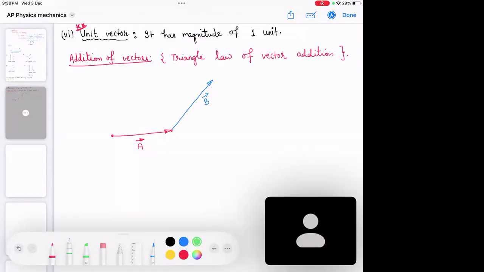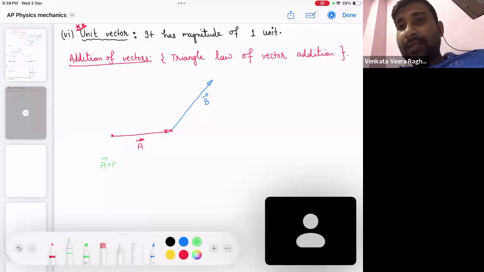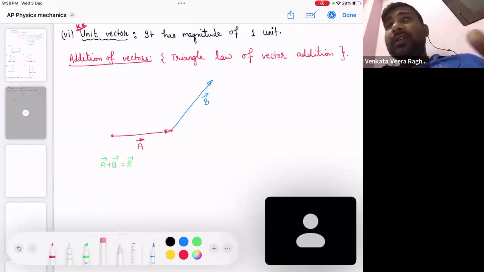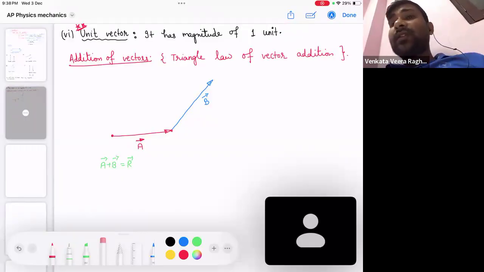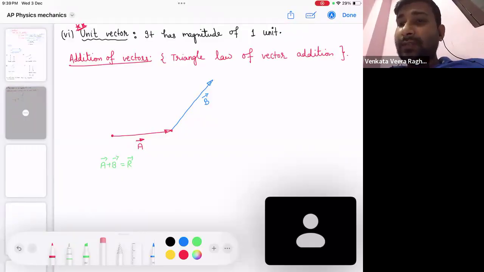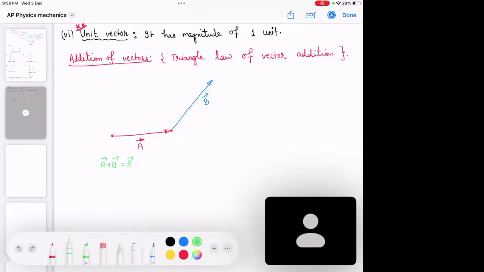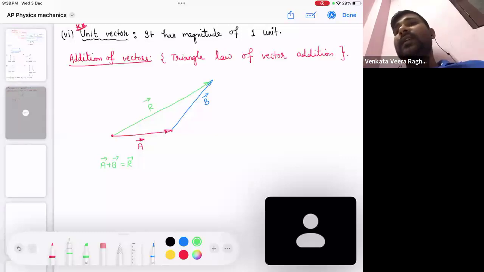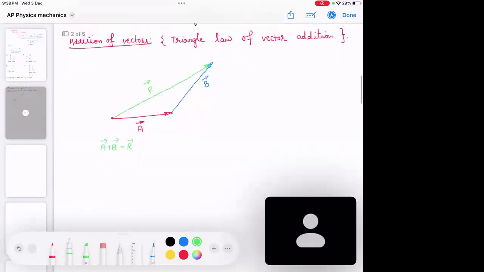Now, how do we find out A plus B? So here A plus B will be called what? Resultant. Just like you added 5 plus 2, it becomes 7. So 7 is the resultant of addition of 5 and 2. So what we call resultant is also going to be a vector. If you add two vectors, the resultant quantity is also going to be a vector, isn't it? So the resultant vector, how do we calculate it? It is the tail of the first vector and the head of the second vector. If we join them, that vector is going to be called what? The resultant vector. Is that clear?